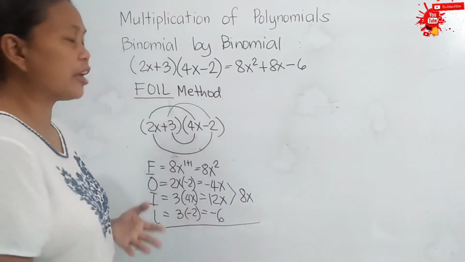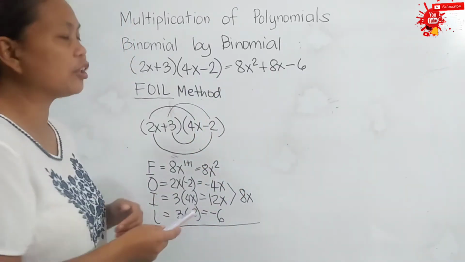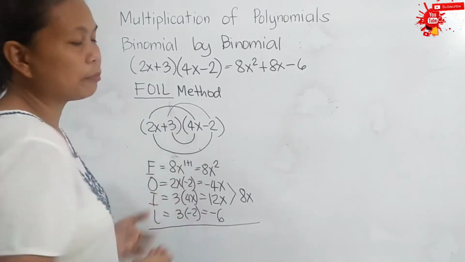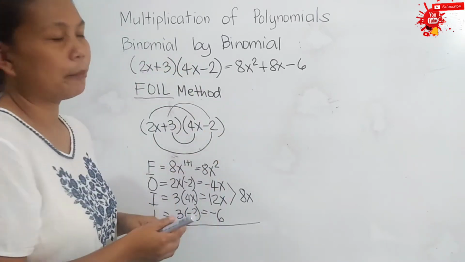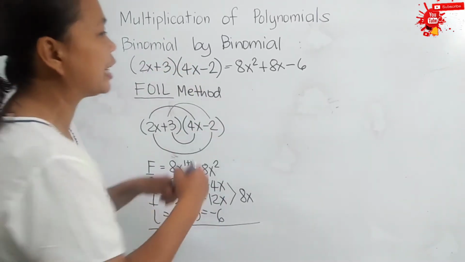And we have another way of getting the product of a binomial multiplied by another binomial. So we can use the vertical method. So we just write it vertically.